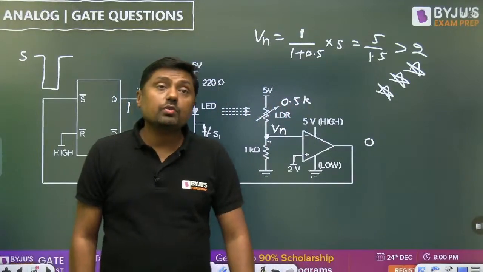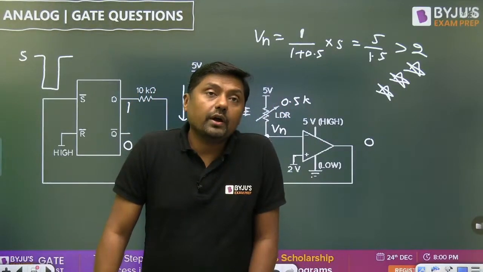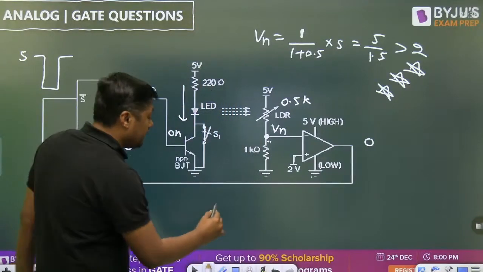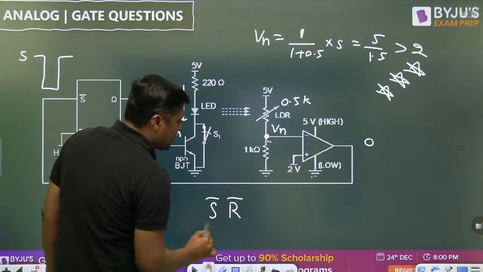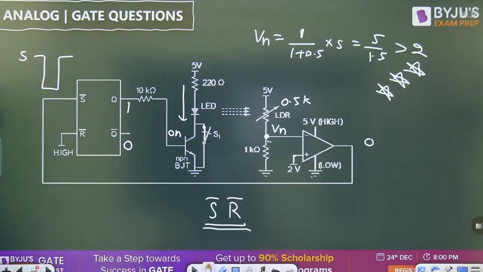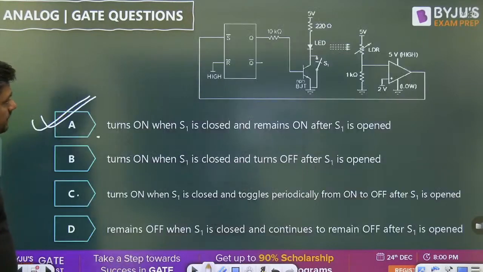Okay, so in this way we can find the value, and here we are using the S bar R bar latch, where we are giving the negative trigger. We are making the S bar R bar latch by what? NAND gate. So which type of S bar R bar latch?